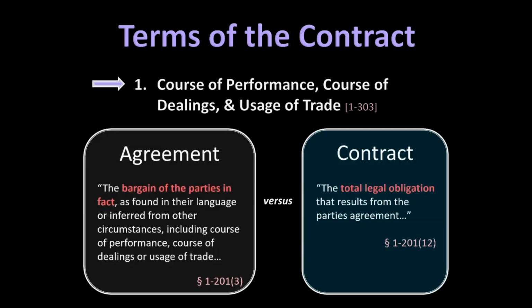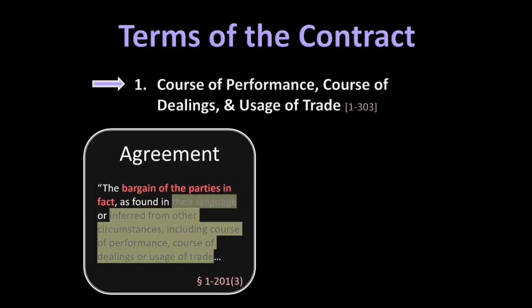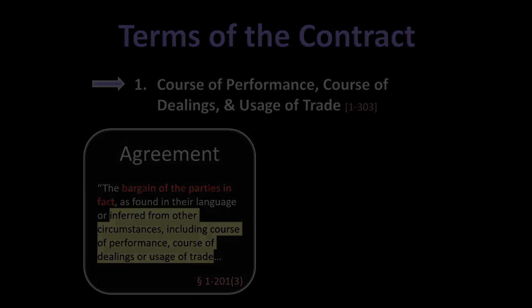Note that the definition of agreement says that an agreement arises from two sources. Specifically, an agreement is the bargain of the parties in fact, as found in their language or inferred from other circumstances, including course of performance, course of dealings, or usage of trade. So the definition of an agreement suggests that an agreement arises from two sources. One is the express language the parties use to articulate the agreement, but the other is implied through course of performance, course of dealings, and usages of trade. So an agreement is based not just on the express words of the parties, but also on these three related but distinct concepts. Well, what are these three concepts, and what do they mean?